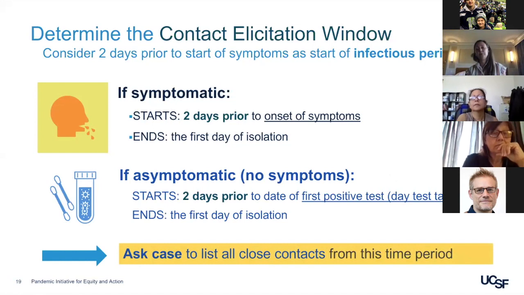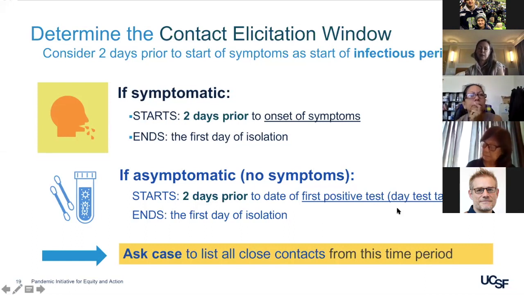But what if someone has no symptoms? You know, they have been tested because they were a close contact. We don't have a symptom onset date, so we won't subtract 2 days from that. We're going to use the date of the positive test, not the date they get their results, but the actual day that the test was taken. We go 2 days back as a proxy for when they started to become infectious and start getting the list of contacts then, similarly ending on the first day of isolation.